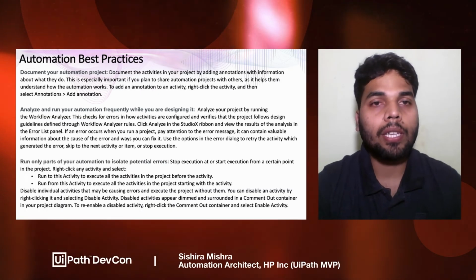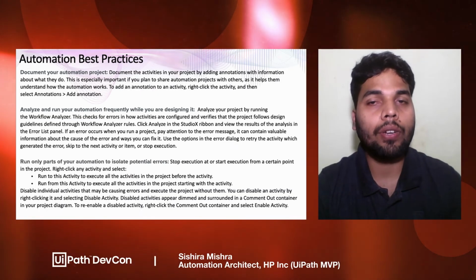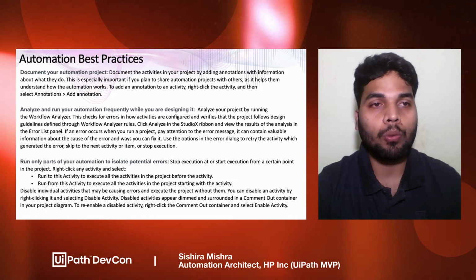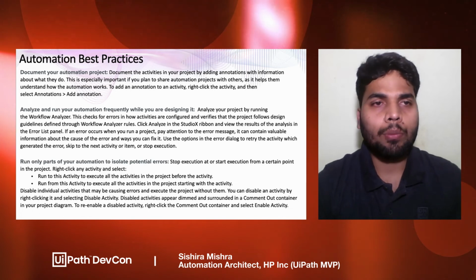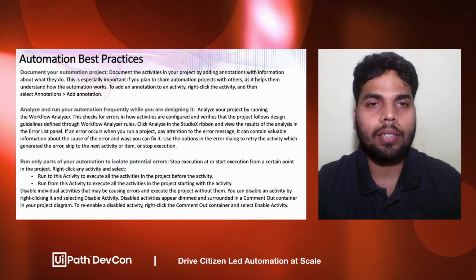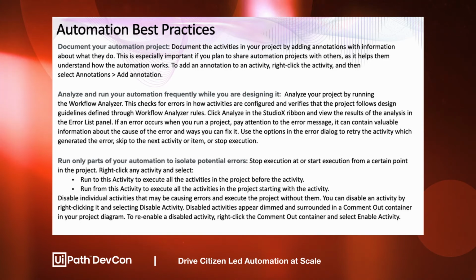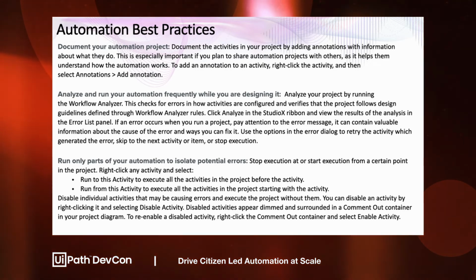While you develop, there are certain best practices you need to refer to make your workflow more robust and also save some time in your development. Let's review a few. One is, while you're creating the automation, document your automation project. There are annotations, activities, comments, and proper naming. This is important while you are documenting. So always document your project.